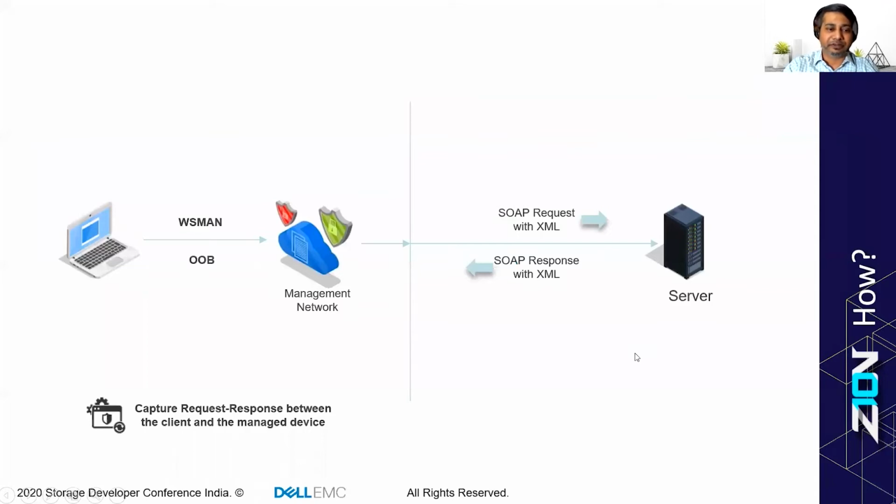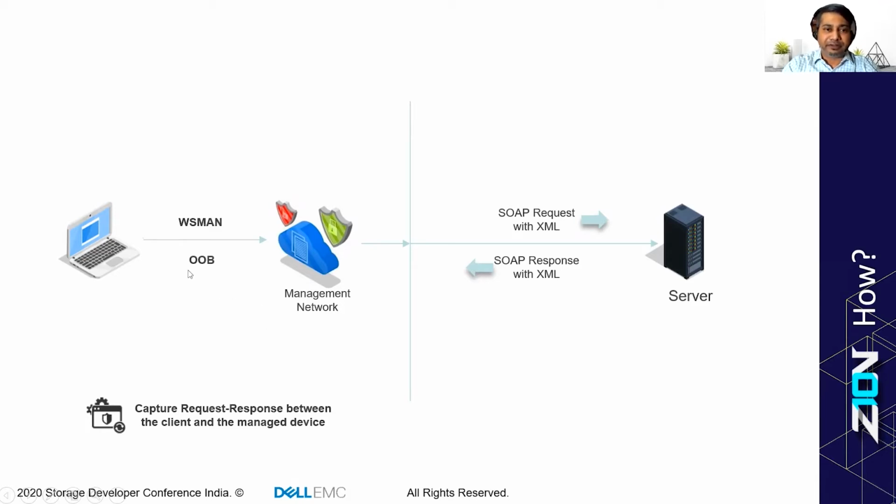To begin with, WSMAN. If you know, WSMAN is a protocol which is based on SOAP API requests, and it uses XML as a data format. Also, it's a protocol which talks to your physical devices over the out-of-band network, or the iDRAC network, or the iLO network in the case of HP.